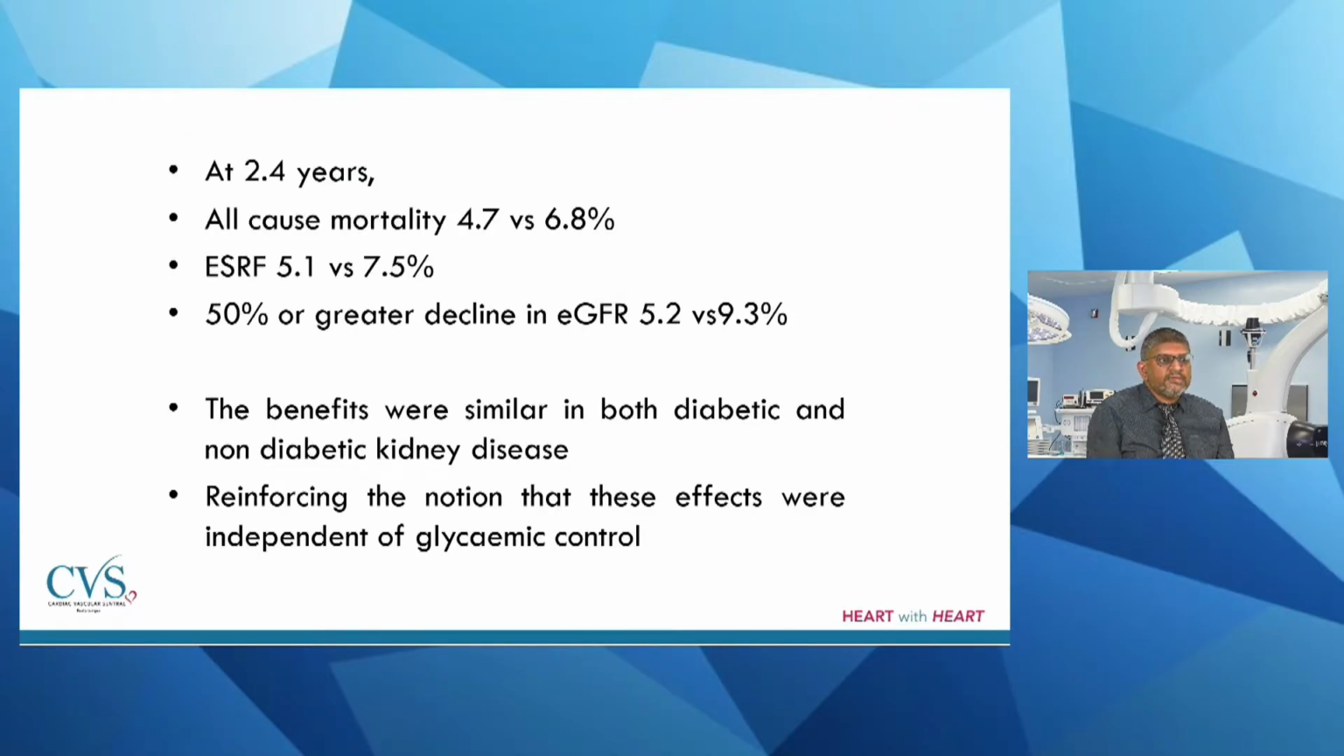At 2.4 years, there was a significant difference in mortality, end-stage renal failure, and the decline in eGFR in this group. And the benefits were seen in both the diabetic and non-diabetic kidney disease. So it reinforces the notion that its effects were independent of glycemic control.